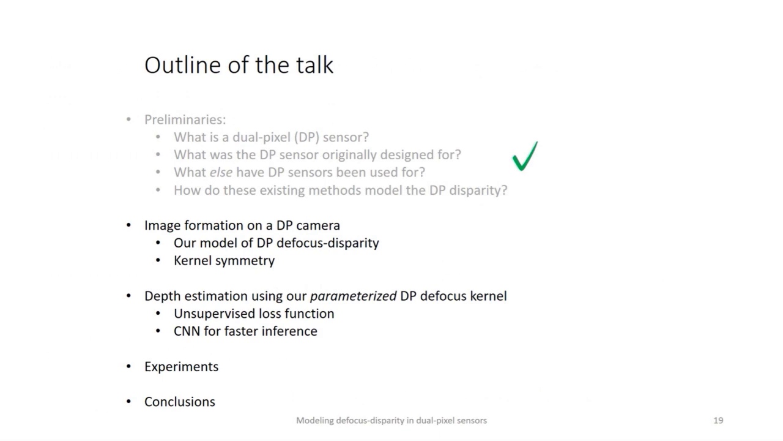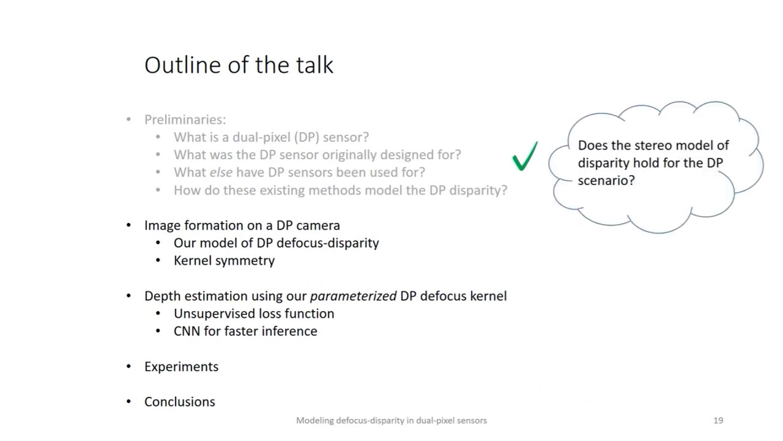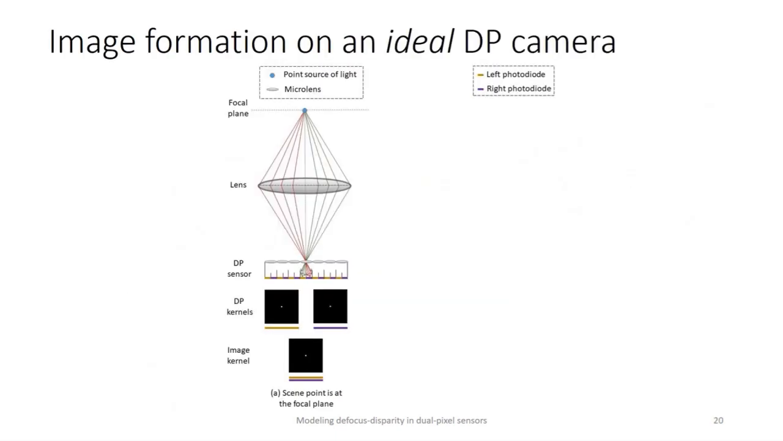We have covered the preliminaries. The question we are trying to address is whether the stereo model of disparity used by current methods holds for the DP scenario. Let us take a close look at the image formation model on a DP camera to find out. For simplicity, let us analyze the case of an ideal DP camera first.